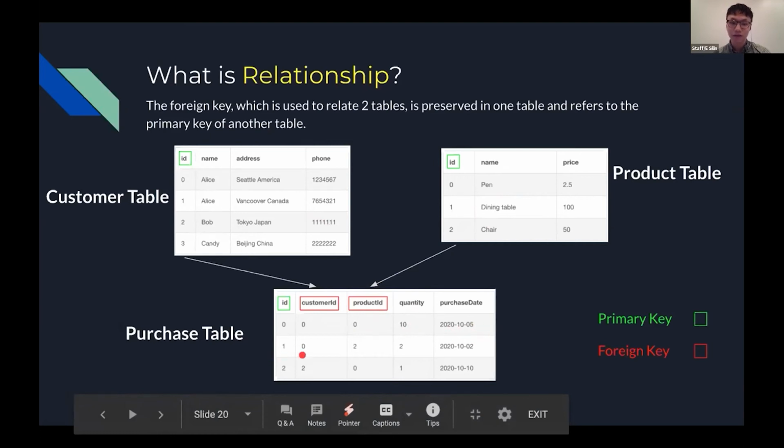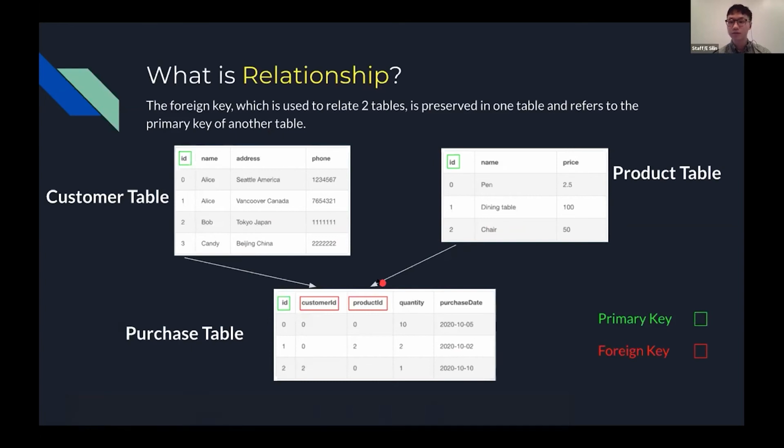We can take a look at the second row. Customer number 0, which is also Alice in Seattle, bought product number 2, which is a chair, and the quantity is 2. So Alice in Seattle bought 2 chairs on October 2nd, 2020. With these 3 tables, we know a lot of information, and using the foreign key, we related them all together.